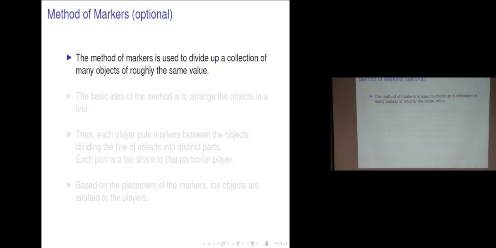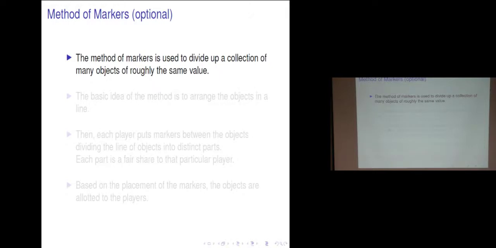So it's used to divide up a collection of many objects of roughly the same value. So just now we have a house and a painting and something, right? So they are very, very big items and of completely different values. Now here, the assumption is, maybe there are situations where we have lots of small items. They are more or less of similar value. So the example they give is jewelry. I don't know, maybe jewelry is more or less the same value. So you have, I don't know, several rings and some diamonds. And then, okay, so you want to divide them.